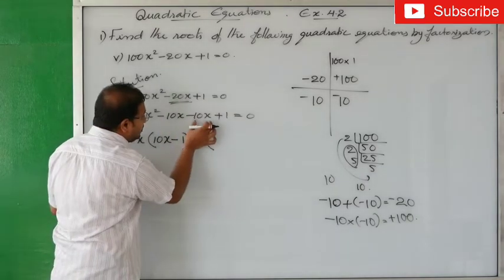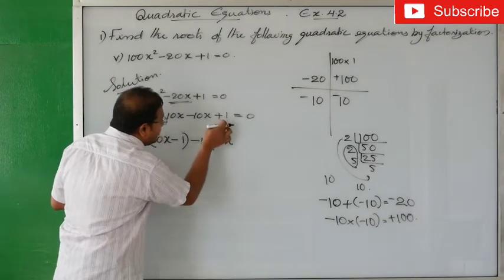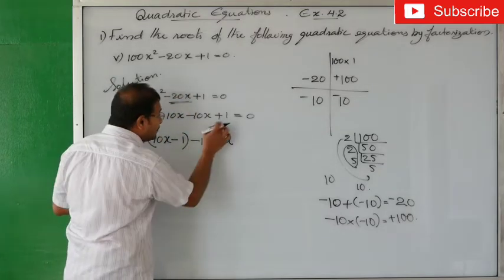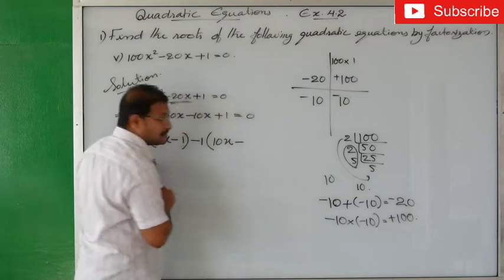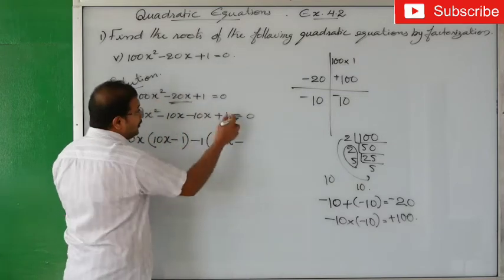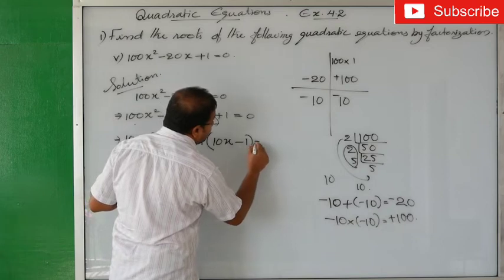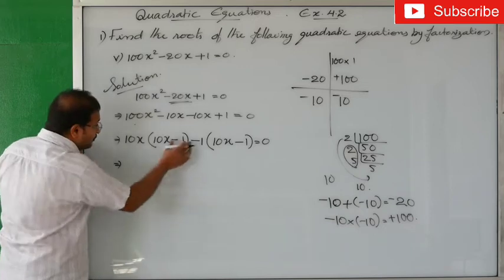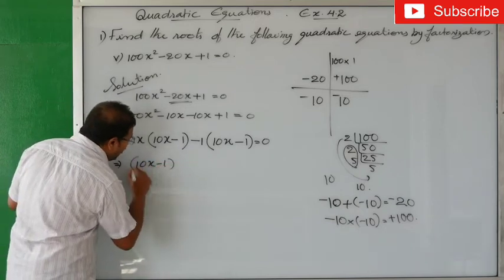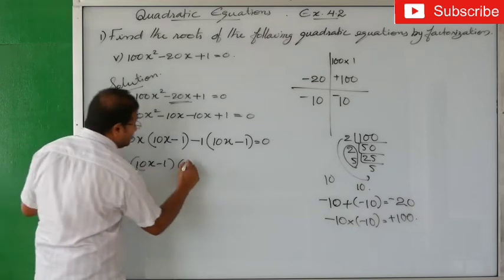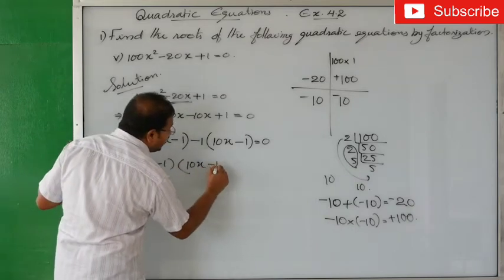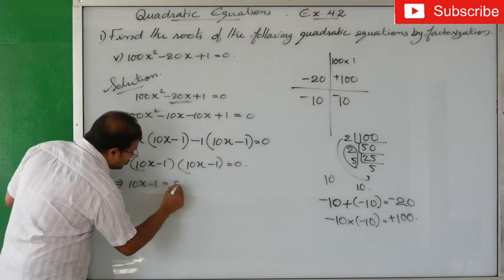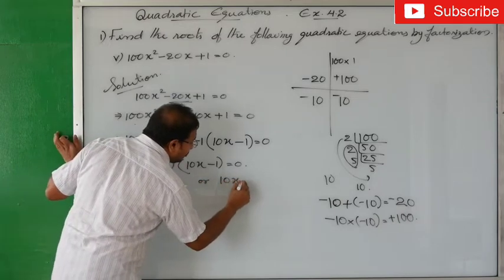If I take minus 1 outside, this will be plus 10x. And if I take minus from plus, then plus becomes minus, because minus into minus is plus. 1 into how much will get 1? 1 ones are 1, equals 0. This implies, see, the brackets are the same, isn't it? That will be the common. That means 10x minus 1 into, what is the balance here? 10x minus 1 equals 0. This implies 10x minus 1 equal to 0 or 10x minus 1 equal to 0.